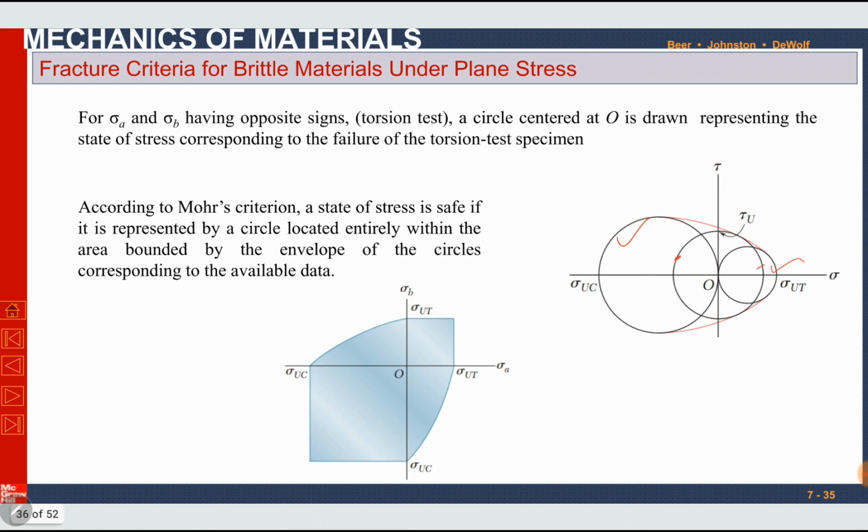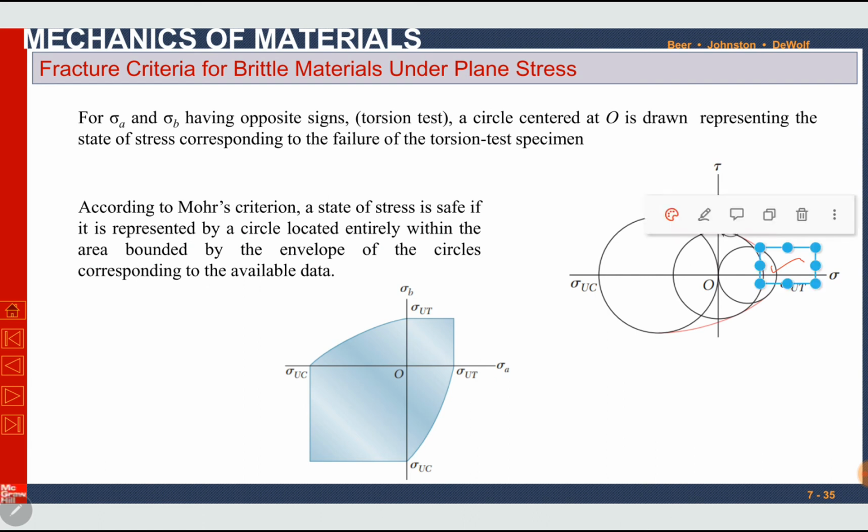This circle, the middle one, is for torsion, which is under both compression and tension. So we can draw a circle like this. For sigma A and sigma B having opposite signs, in the torsion test, a circle centered at O is drawn, representing the state of stress corresponding to the failure of the torsion test specimen. According to Mohr's criteria, a state of stress is safe if it is represented by a circle located entirely within the area bounded by the envelope of the circles.